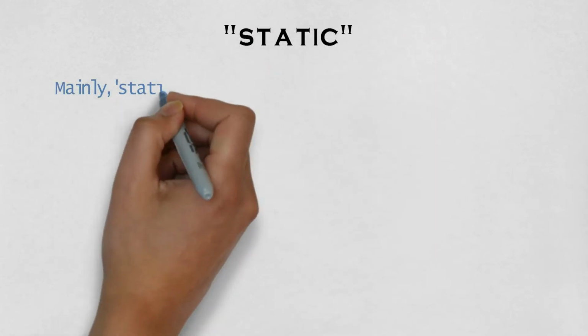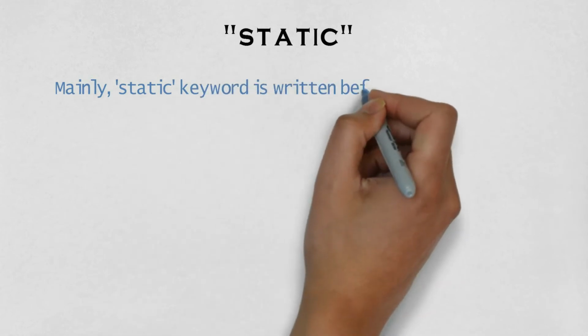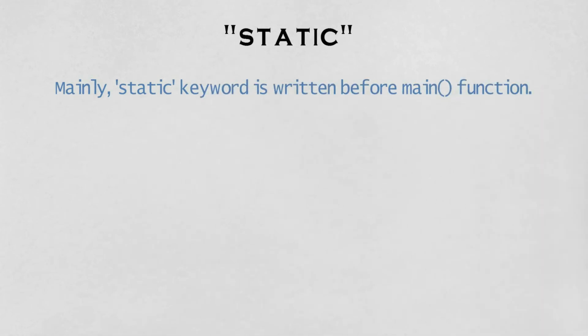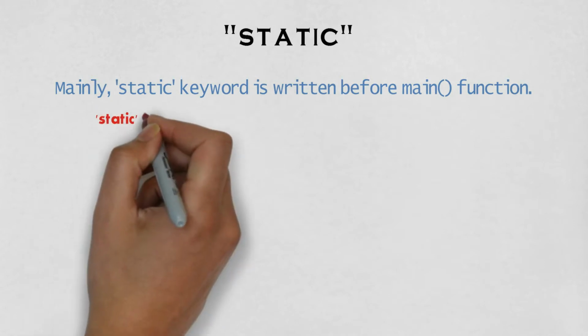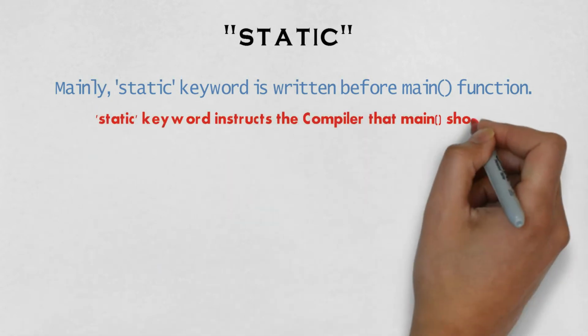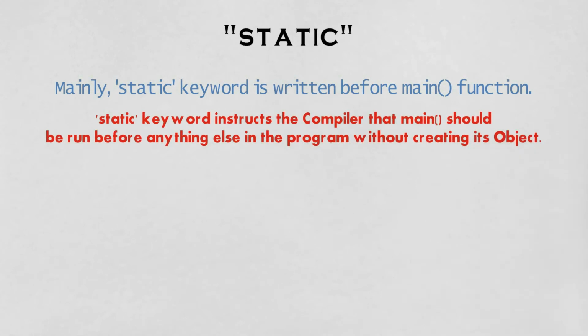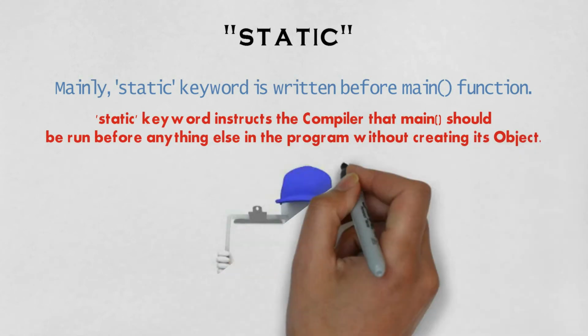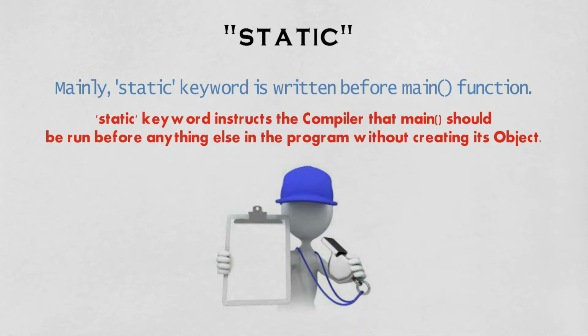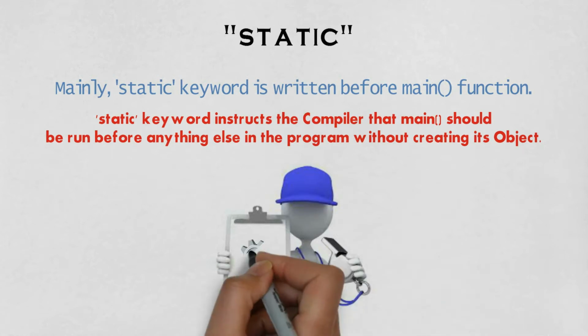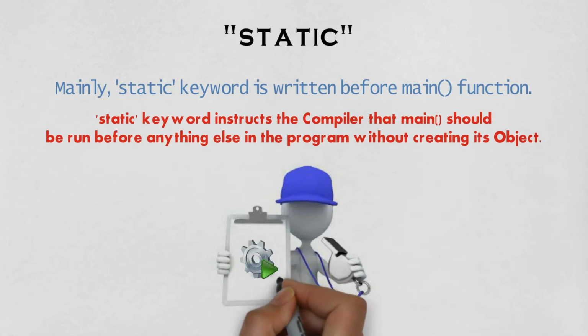Static keyword is mainly written before the main method. There are other usages of the static keyword, but predominantly it is used with the main method. The function of the static keyword is that it instructs the compiler, in other words the JVM, that the main method should be run before anything else in the program without creating its object.